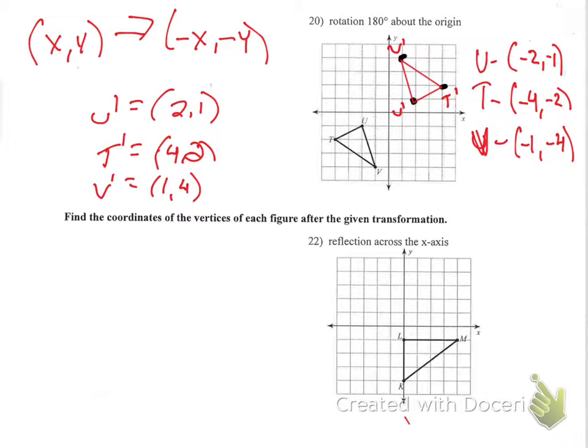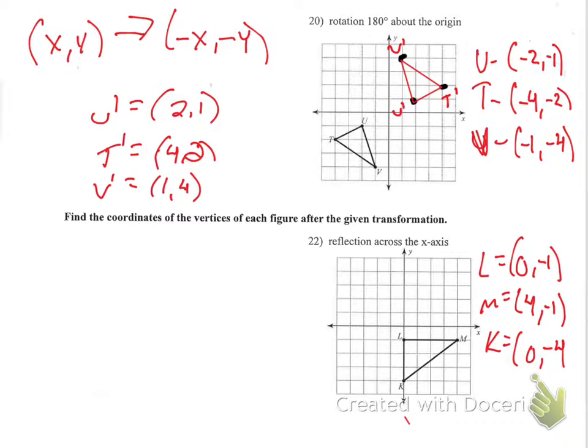All right, 22, we're going to do the same thing. Find the coordinates of the vertices of each figure after the given transformation. So in 22, L is equal to (0, -1). M is equal to (4, -1). And K is equal to (0, -4).